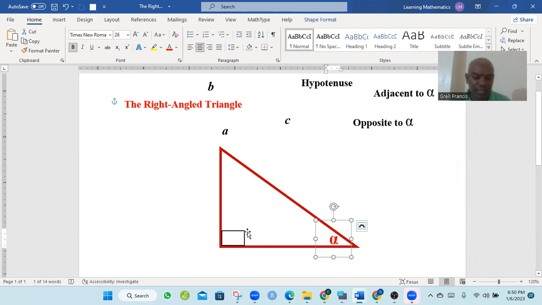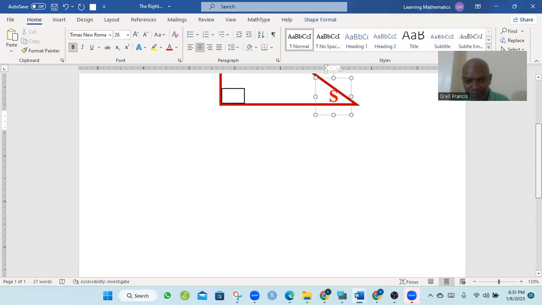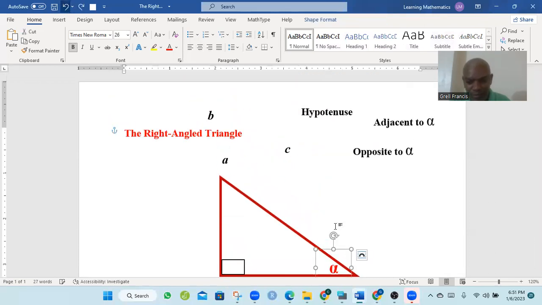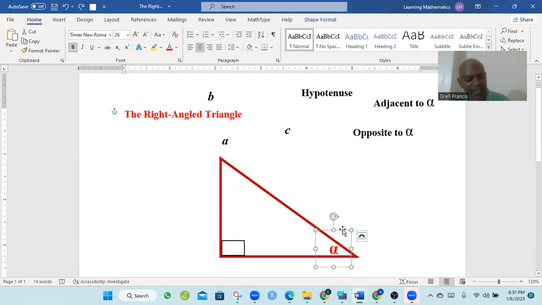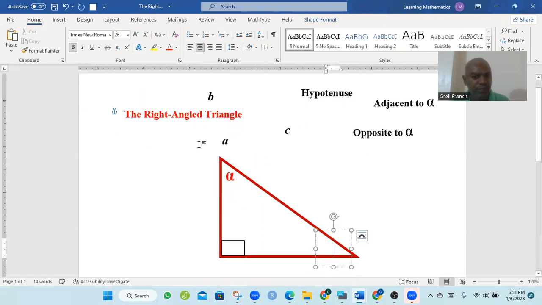So now, let's call one of those two angles alpha, and let's call the other angle theta. They are both acute angles, meaning that they are less than 90 degrees. So let's call this one alpha, and this one theta.